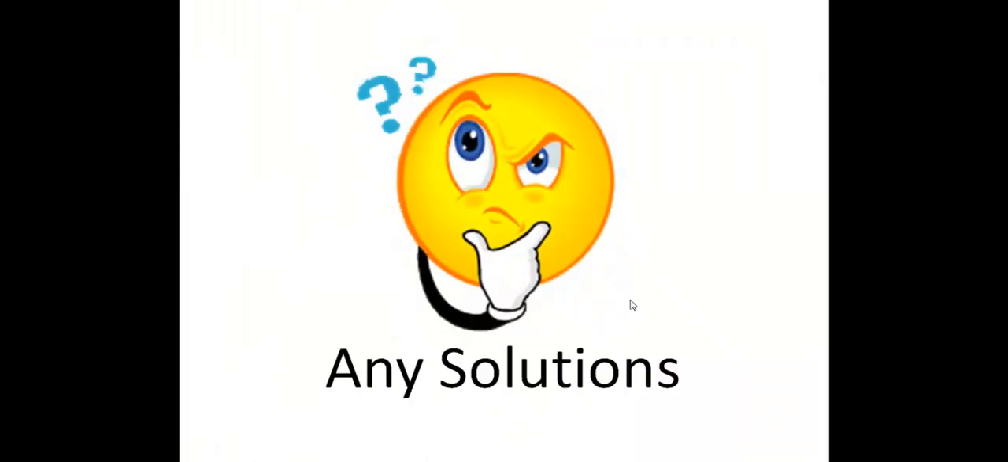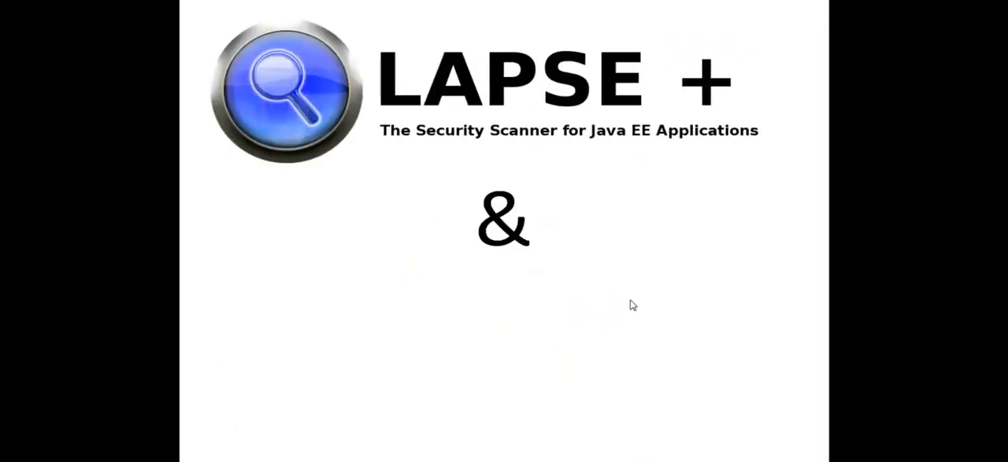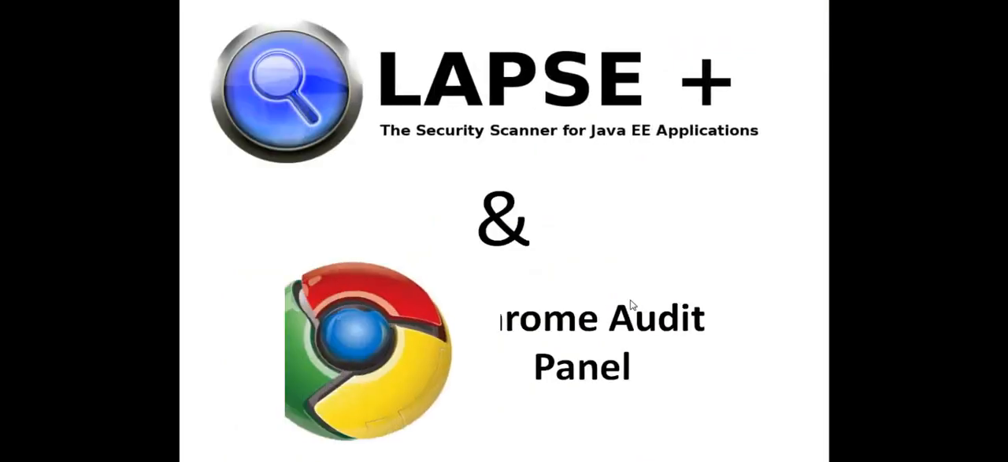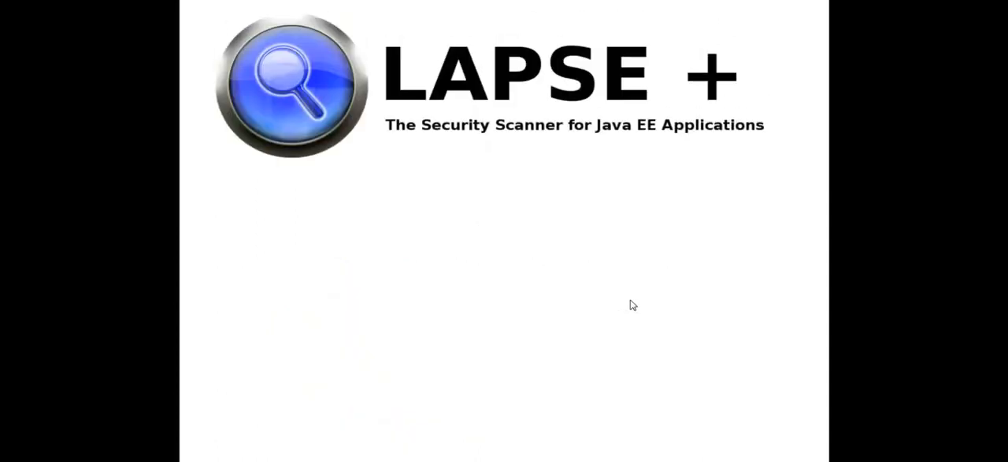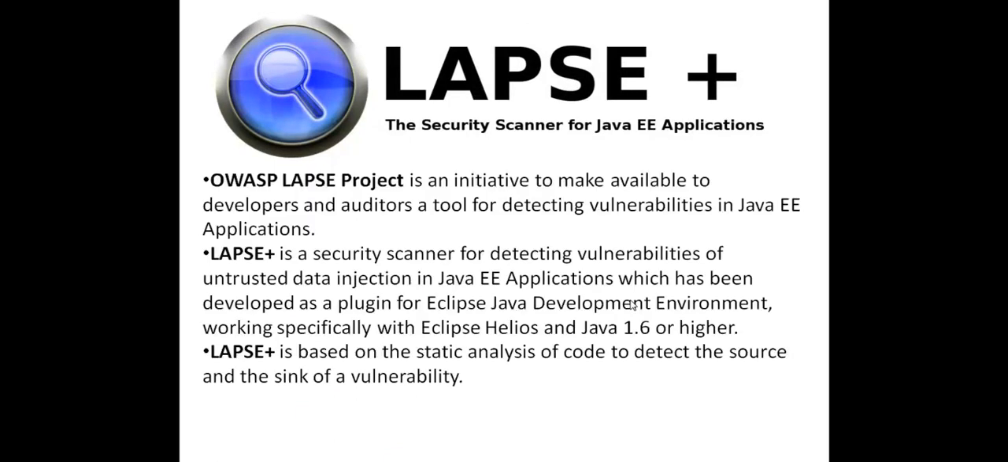So, what should we do now? Any solutions? We have two tools for your problem, Lapse Plus and Chrome Audit Panel. So, what is Lapse Plus? The security scanner for Java EE applications.